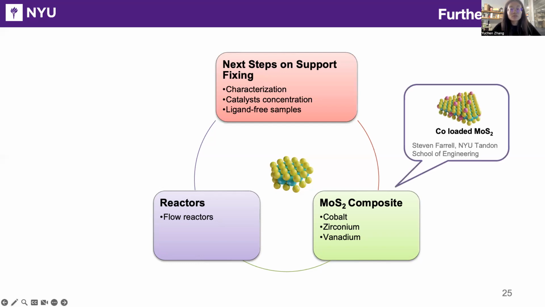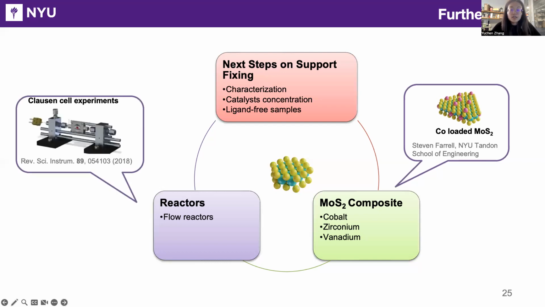We believe there is still room to improve our catalyst by doping MoS2. Previous studies of cobalt-loaded MoS2 show they are related to activating the basal plane. And zirconium vanadium doped MoS2 show relation to phase retention during catalytic reuse. And finally, we could also try a flow reactor that might reduce the diffusion effect and is also more industrially relevant.